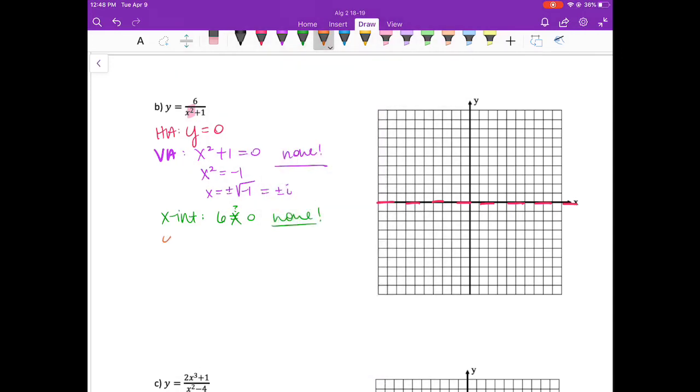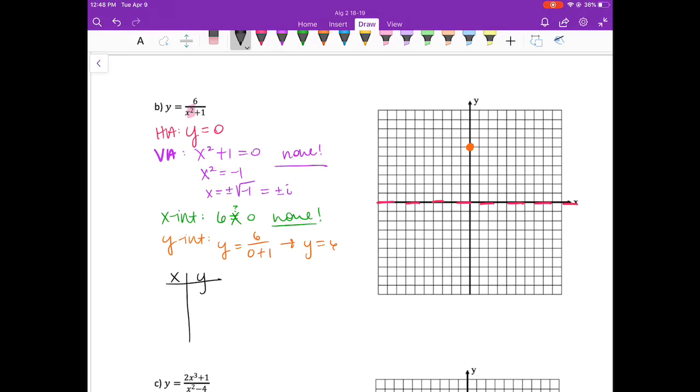What about y-intercepts? To find my y-intercepts, I'm going to plug in 0 for x. So I have y equals 6 over 0 squared plus 1. Oh, thank goodness. I have a y-intercept at y equals 6. So I go up 6, plot that point. Okay, got that. Well, from here, we're just going to plug in points. So we plug in, I would say 2 numbers to the left of that, the only point we have, and 2 numbers to the right, just to see what happens.